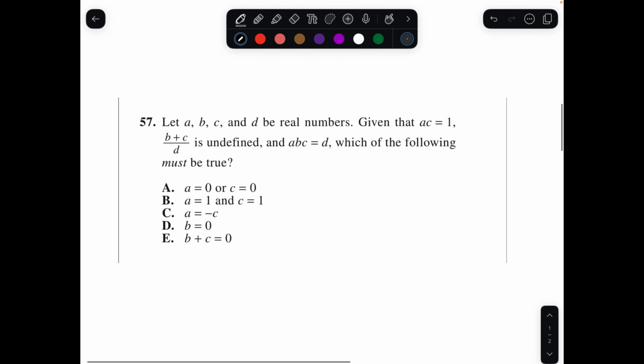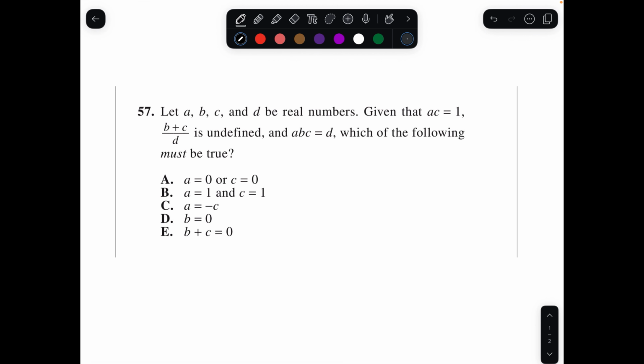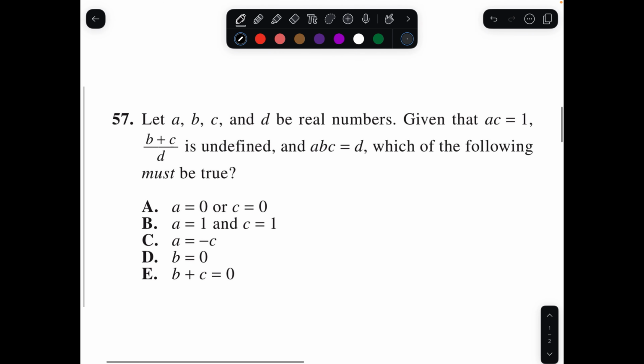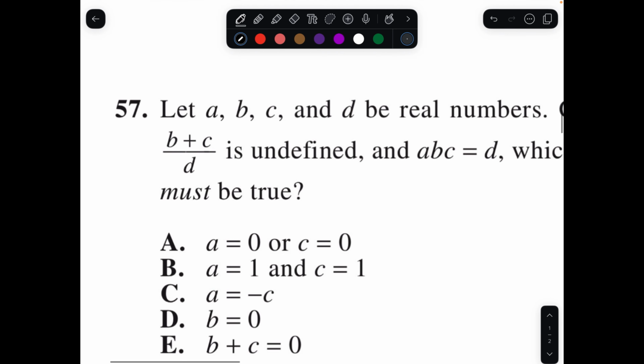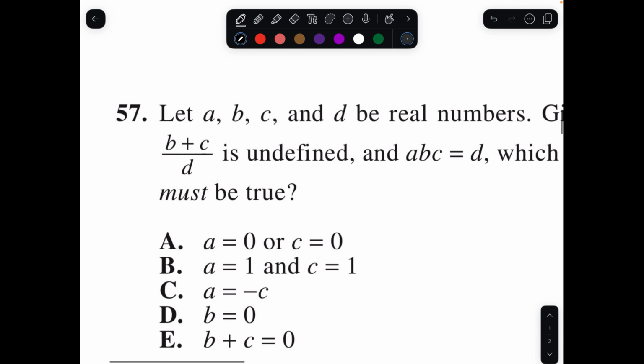On to the last question, 57, which says, let a, b, c, and d be real numbers, given that ac equals 1, and b plus c over d is undefined, and abc equals d, which of the following must be true? Okay, for this problem, first let's look at b plus c over d is undefined, right? Let's look at that part.